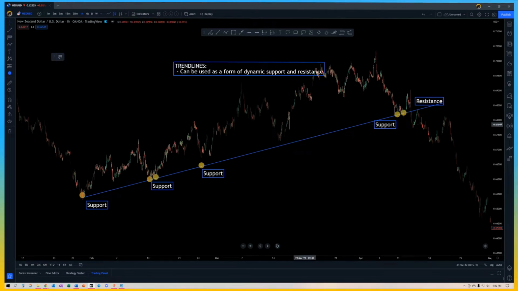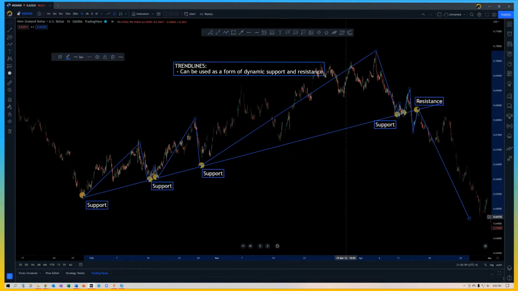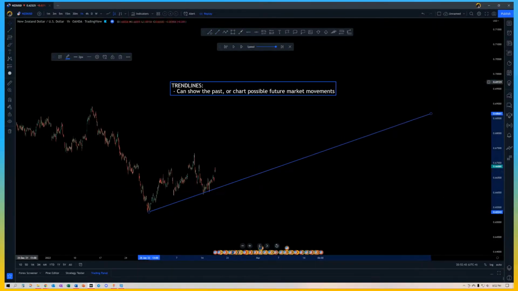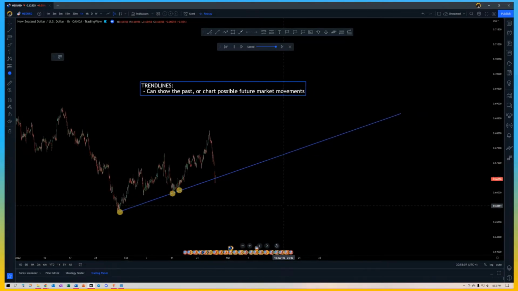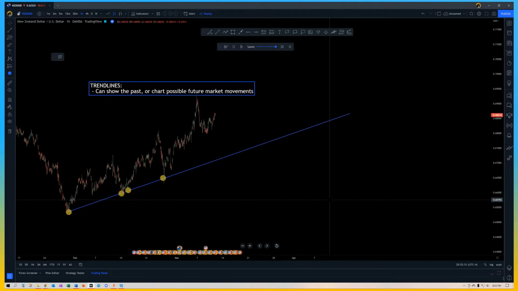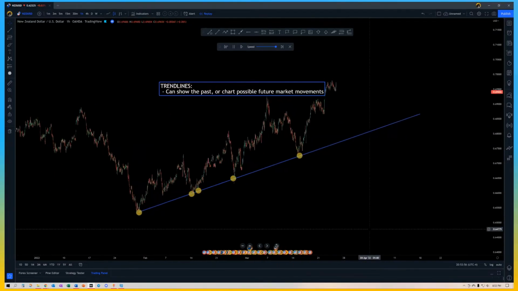Trend lines can be used as a form of dynamic support and resistance, possibly indicating where price may have a reaction in the future. Trend lines can give a trader a really good idea at times of the direction in which a currency is moving in order to solidify a trading bias, to say that you're either looking only for buys or sells.